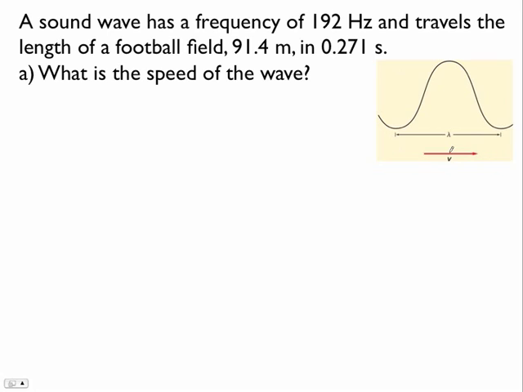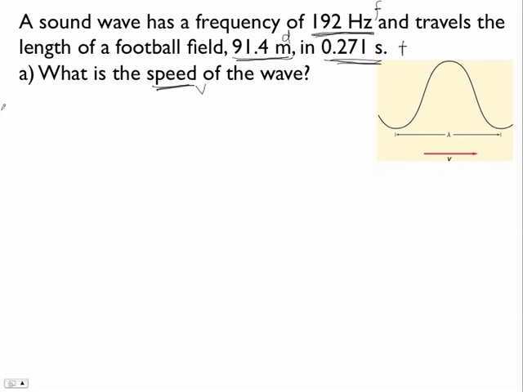So let's try and solve a problem. We have a sound wave, and the frequency of this sound wave is 192 hertz. And it travels the length of a football field, which is 91.4 meters, in 0.271 seconds. What is the speed of the wave? So let's label these things. This is a frequency, right? This is a distance. This is a time. And this is a velocity or a speed.